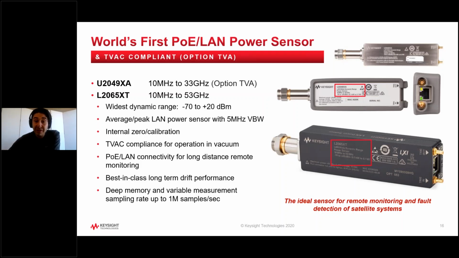So the focus of our session today is diving deeper into these USB and LAN options. We're going to highlight two, and you'll see those there at the top, the U2049XA and the L2065XT. Now, these options range from 33 gigahertz up to 53 gigahertz, and they have incredible dynamic range. They have the ability of doing internal zero and calibration, and they're also compliant for thermal vacuums.